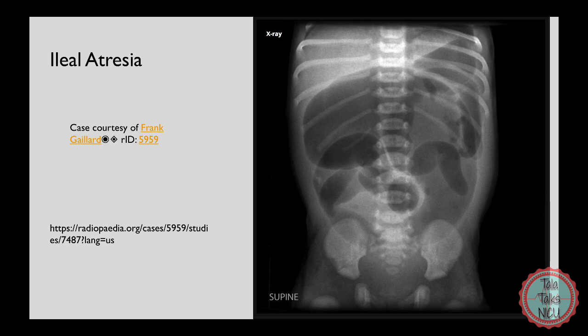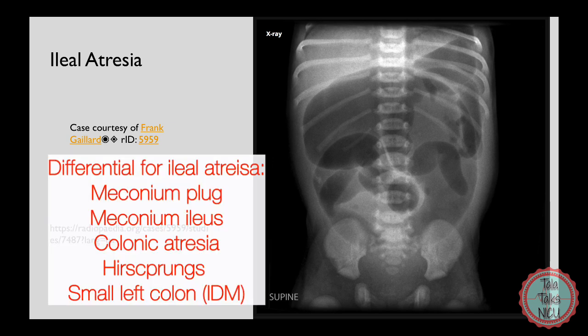So this could also be a meconium plug, where a bunch of meconium just gets stuck in the colon, causing an obstruction. Or it could be a meconium ileus, which is the sticky meconium found in infants with cystic fibrosis.